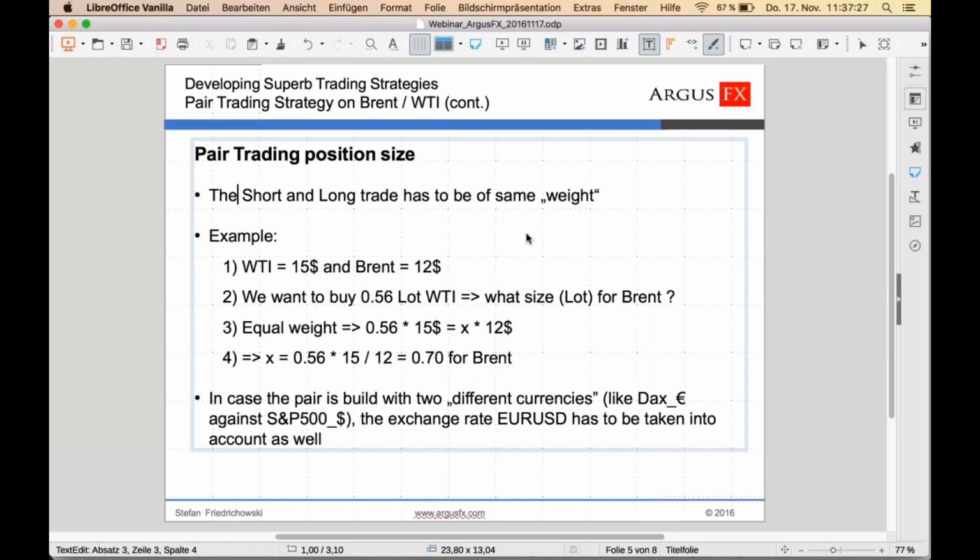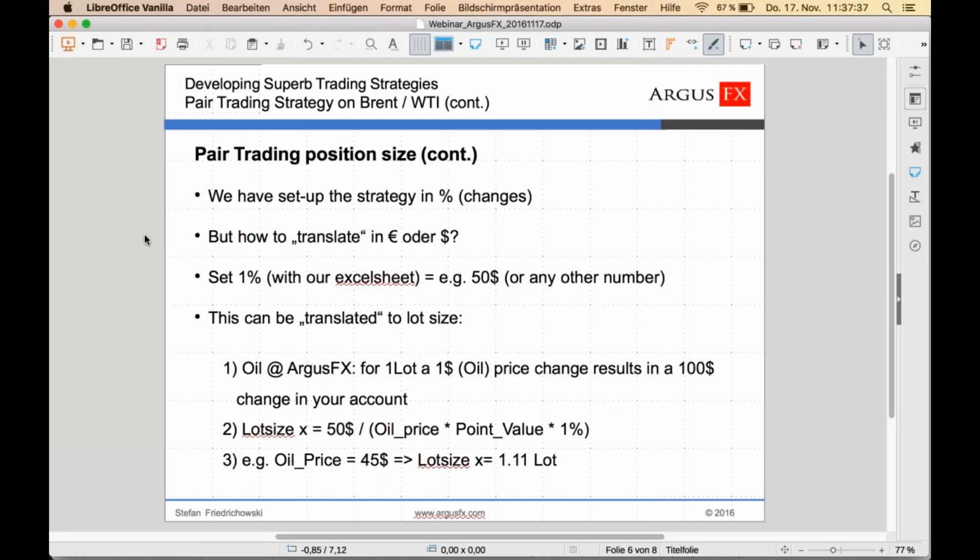So now we know how to create the same weight concept on both sides of the equation. But there's another thing to do. You know that we have done all our calculations in percent. So the complete strategy is always considering every trade up to now only in percent. So we look for percent changes for the one and the other trade. But of course, we cannot trade percent. We have to translate this in euro or in dollar.